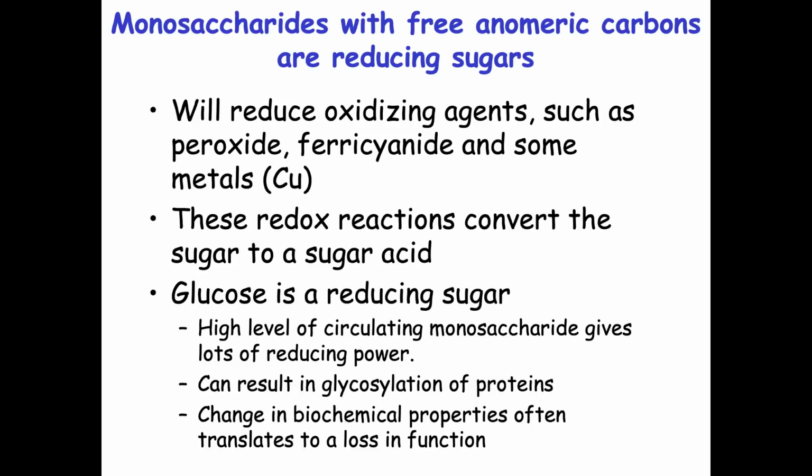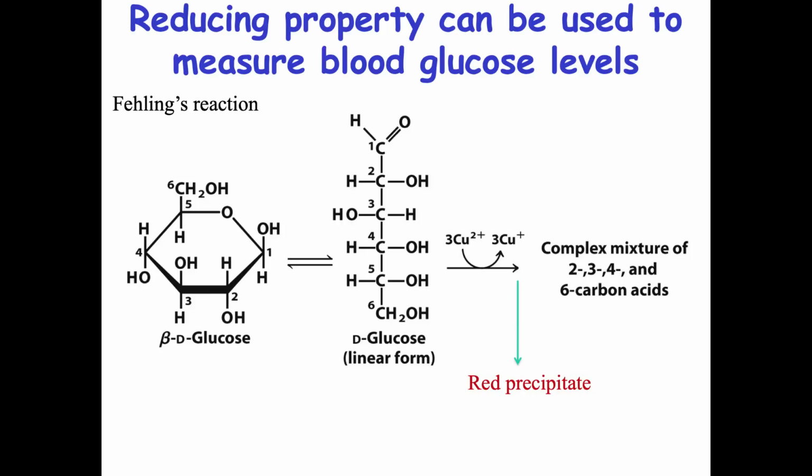And this is one of the reasons that diabetes is such a serious problem. So this reducing property of glucose can be used to measure blood glucose levels, and actually for a long time this was how it was measured. This is called the Fehling's reaction. Here in the Fehling's reaction we have beta-D-glucose, and it interacts with copper, and this produces a red precipitate that can be measured.